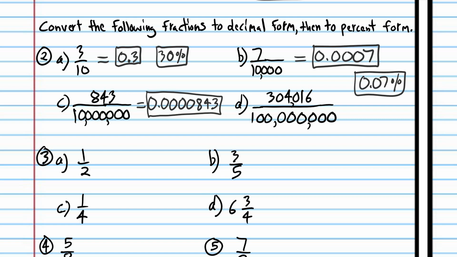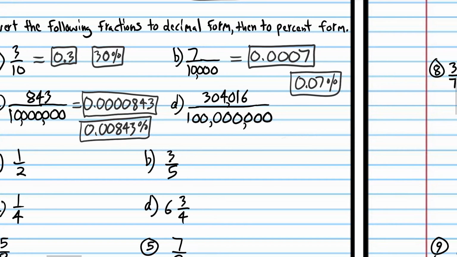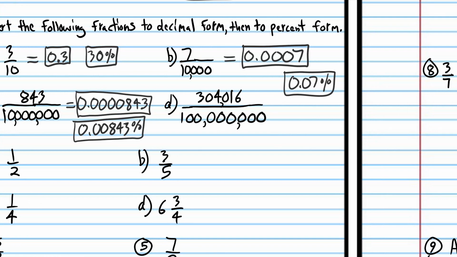And we change it to a percent. We just move the decimal 2 places to the right. And we get 0.00843%. So if you got those answers, good job. All right, and see if you can try part D, and when you come back, we'll do it together.